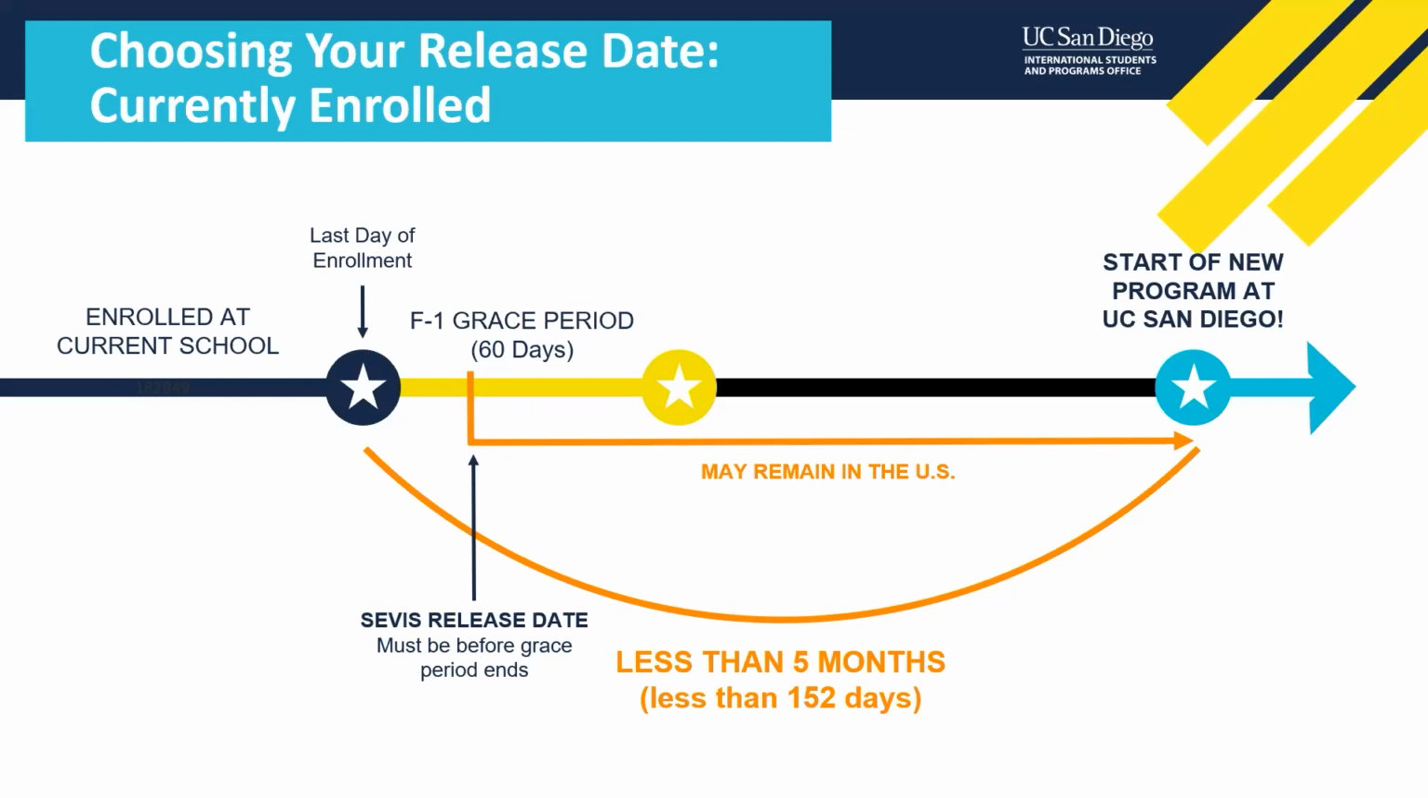Once you decide on a SEVIS release date and follow your school's process for requesting that transfer, your current school will release your SEVIS record to UC San Diego on the date that you have chosen. And from the day that your SEVIS record is released, past the end of your grace period and until you begin your program here at UC San Diego, you may remain in the US. You do not have to depart the US during this time. I'm going to say that again. As long as you meet the SEVIS transfer eligibility requirements and your SEVIS record gets released within your 60-day grace period, you may remain in the US and wait for the start of your new program here at UC San Diego.